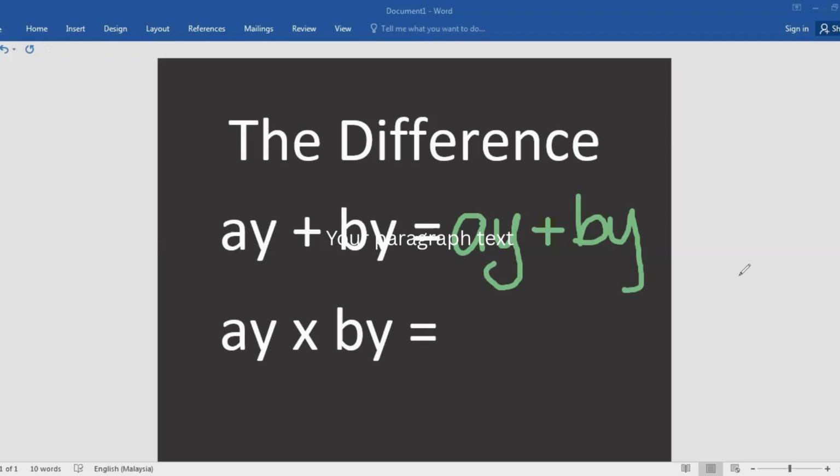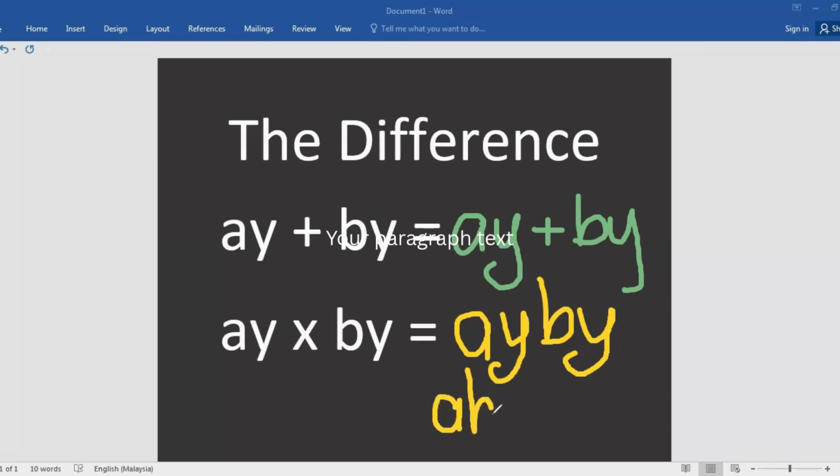What about ay times by? As you know, for times you just combine it. You just combine it: a, y, b, y. As easy as that. But normally we follow alphabetical order: a, b, y, y.